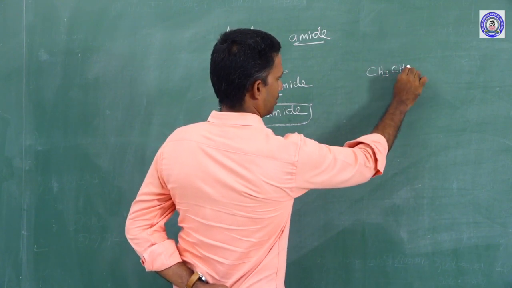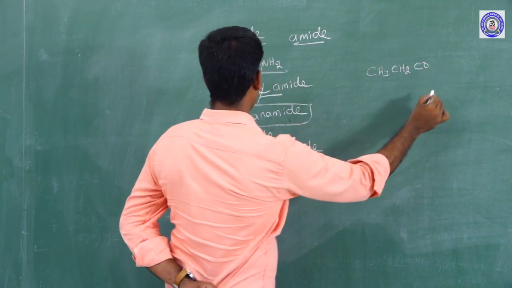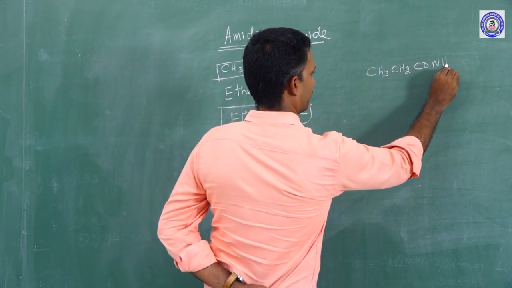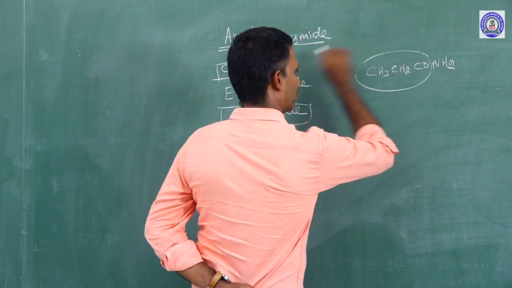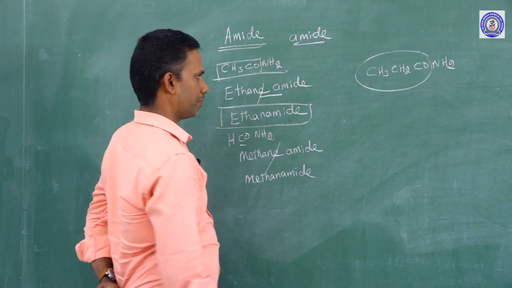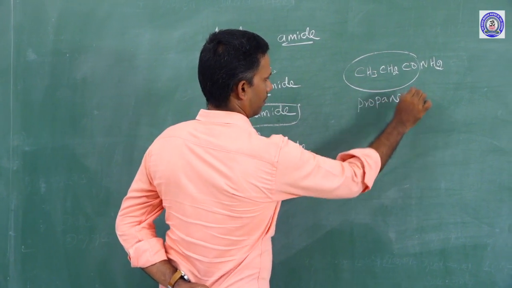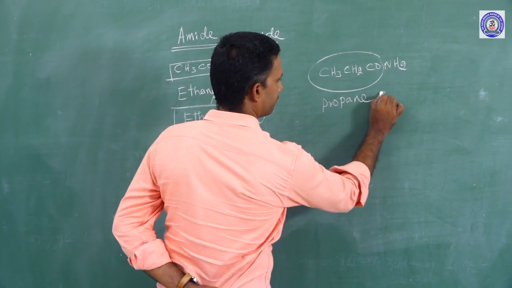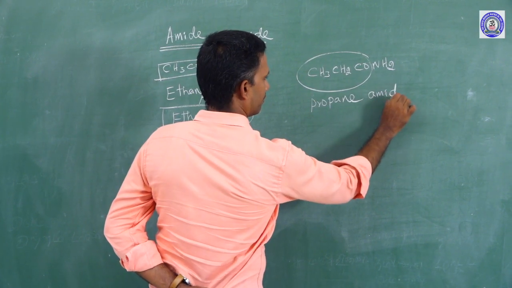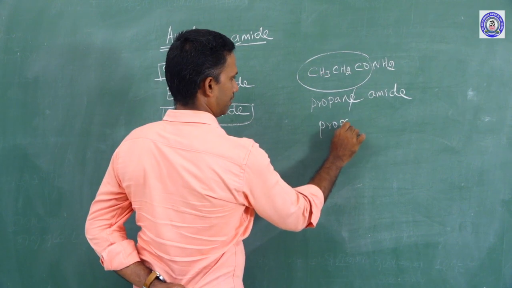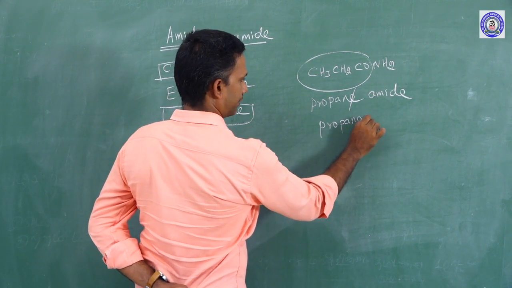Let us do some more exercises. CH3CH2CONH2. Total number of carbons 3. Propane, amide, propanamide. E should be removed. Propanamide.